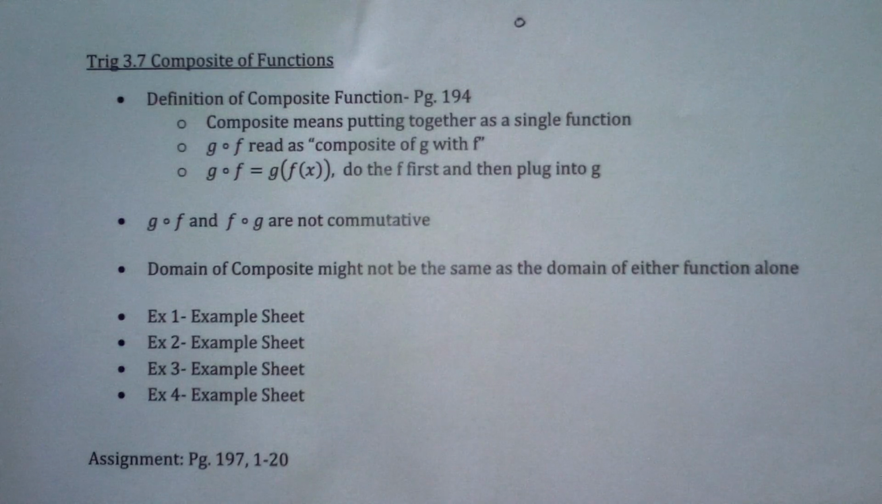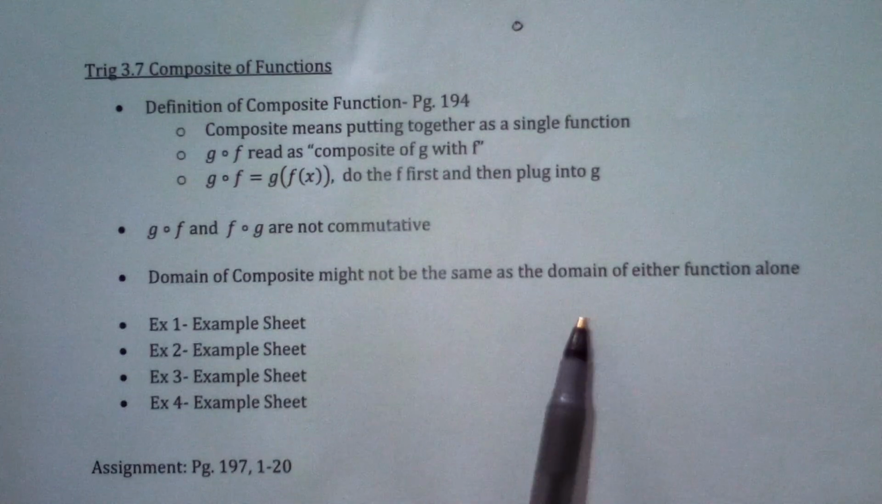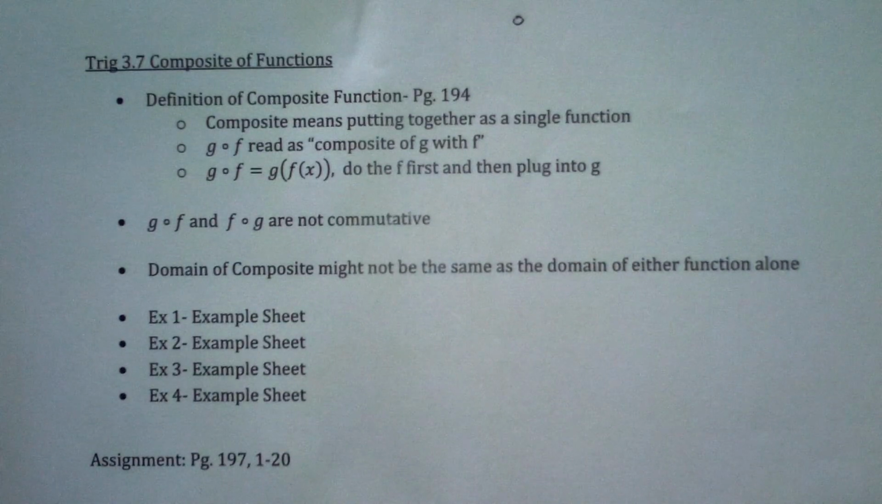Just because you get a domain of one of the individual things, like the domain of F of X and the domain of G of X, that doesn't make that the domain of the composite of those, okay? So the composite might be the same as those domains, but it could also be something completely different. So you almost have to figure out the composite first, then figure out what the domain and range are.